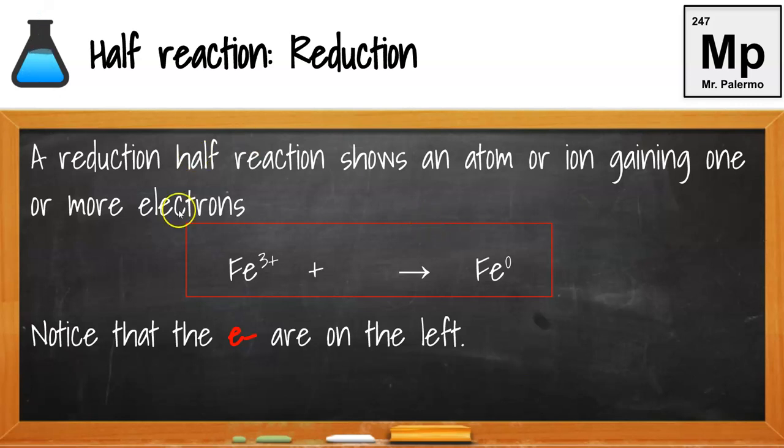And so if we look at this example here, Fe+3 to go to Fe0, since we're gaining electrons, the gain of electrons is going to be shown on the left-hand side of the arrow, or the left-hand side of the reaction. This is called the reactant side. And so for reduction half reactions, we can identify them by the fact that they have electrons on the left-hand side because they're gaining electrons, and gaining electrons is reduction.